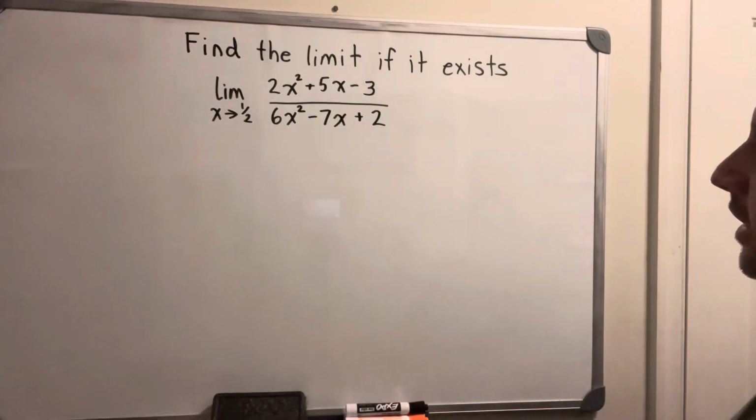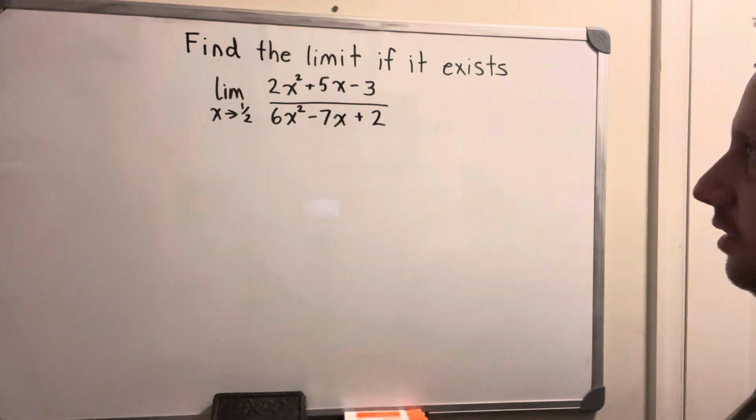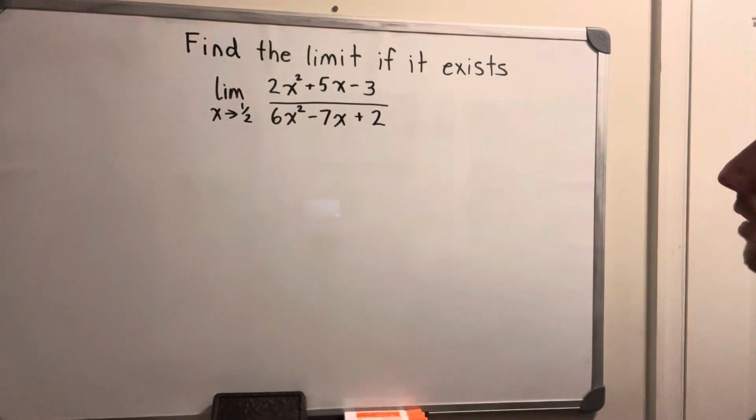This problem says find the limit if it exists. The limit as x approaches 1/2 of 2x squared plus 5x minus 3 over 6x squared minus 7x plus 2.